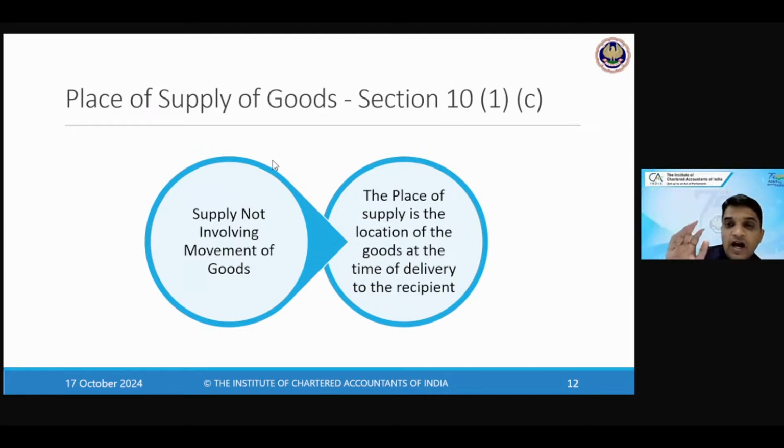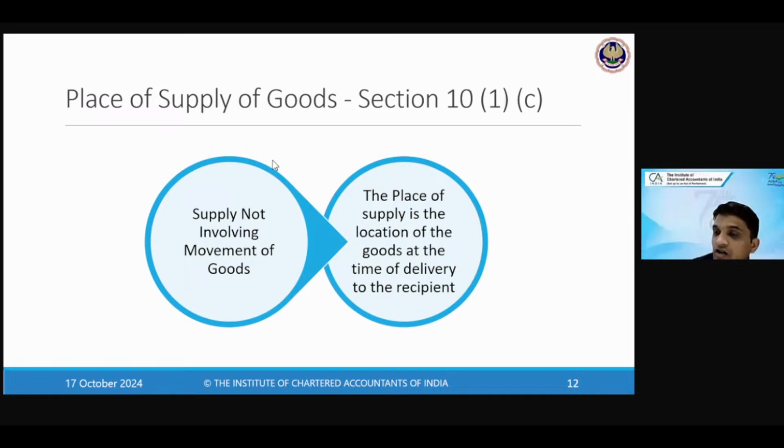But after the lease term is completed, you have the goods, you have the machinery. You say that you want to buy the goods. So I will say, okay, since you have the goods already with you, I will not charge any delivery charges. We will agree on the price, and based on that, you will pay me. The place of supply is the location of the goods at the time of delivery.